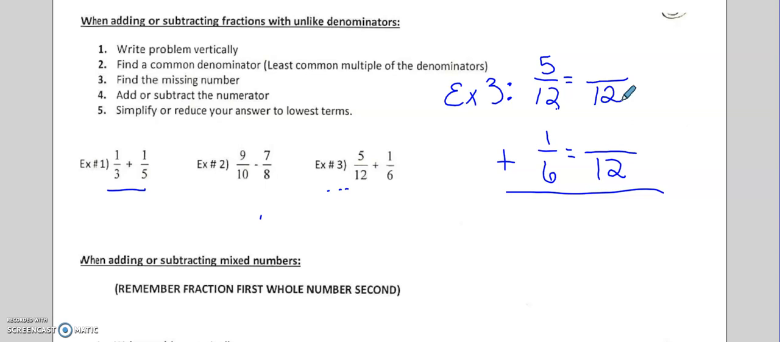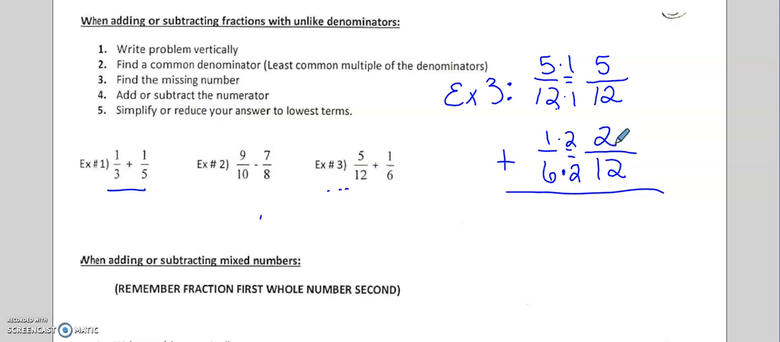Now, 5/12 is equal to how many 12ths? Well, that's silly. 5/12 is equal to 5/12. I don't have to do anything. I could multiply by 1, but it's not necessary. 6 times what equals 12? Okay, it's going to be 6 times 2, and 1 times 2 is 2.